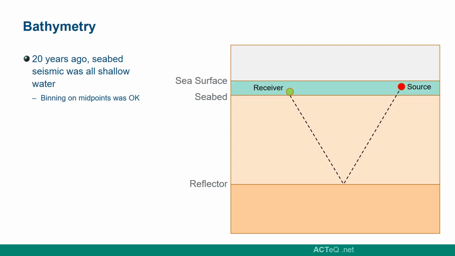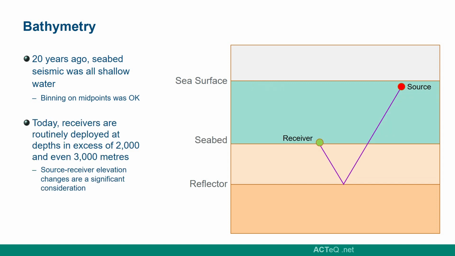20 years ago, seabed seismic was all shallow water, and binning on midpoints was okay. But today we're routinely deploying receivers at 1,000, 2,000, even 3,000 meter water depth. And we really have to think about the impact of those source receiver elevation differences.